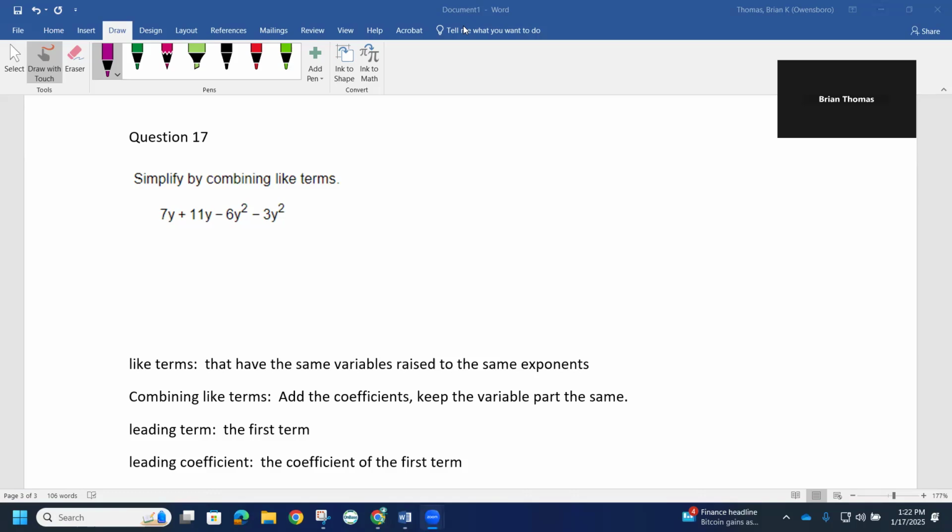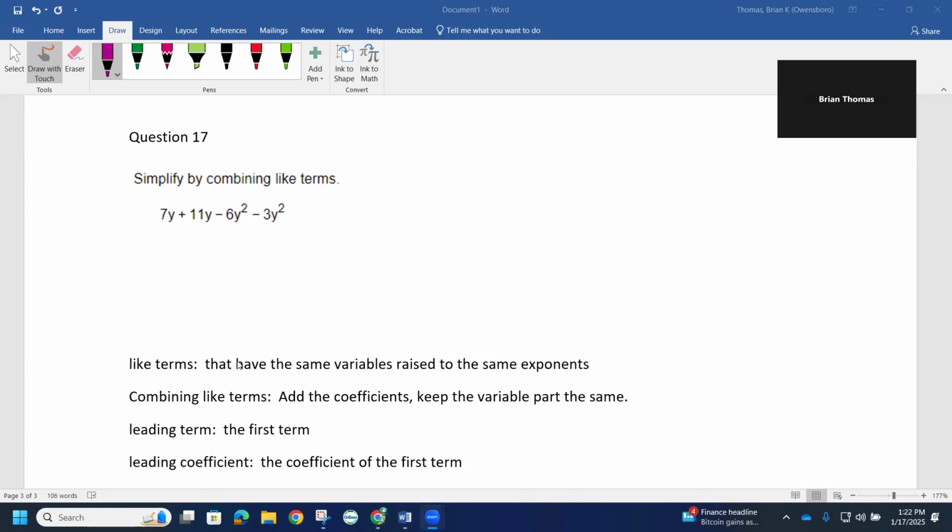Question 17 gets into simplifying by combining like terms. So now we're getting into what we call algebraic expressions. With expressions, all we really do is simplify. We don't really get a simple answer here. We're just trying to do a little bit of cleaning.